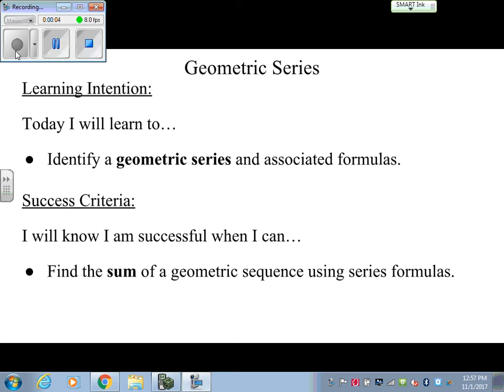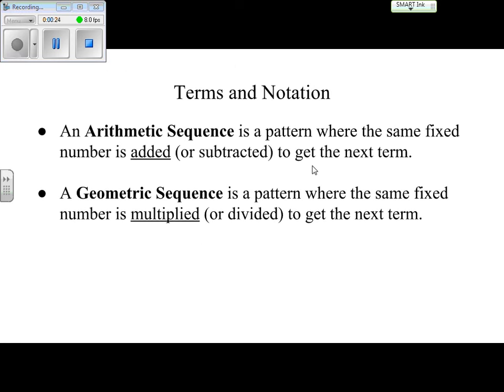Today we'll be doing our last video on our sequence unit, and here we will be covering geometric series. So our goal is to identify what a geometric series is and any associated formulas, and we'll know we're successful when we can find the sum of a geometric sequence using geometric series formulas.